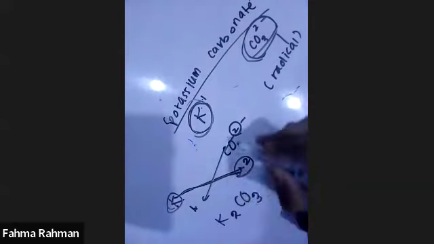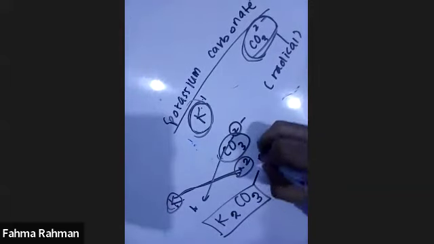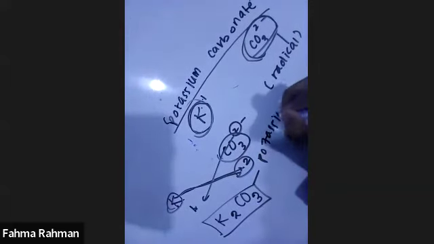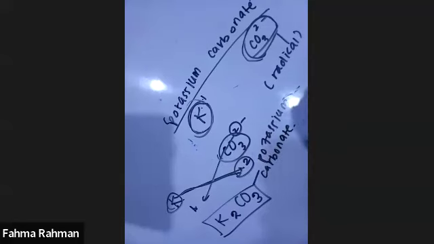So K2CO3 is the chemical formula for potassium carbonate. Carbonate, okay? So that is how we have to write a chemical formula by using valency.